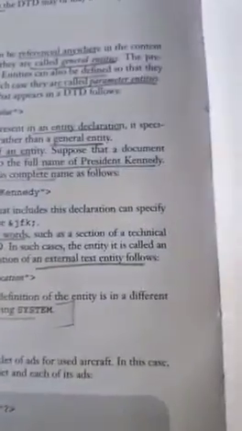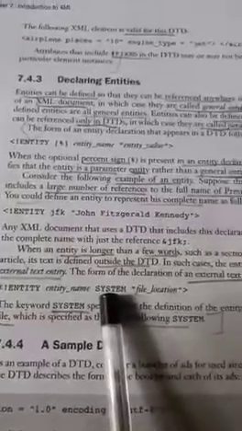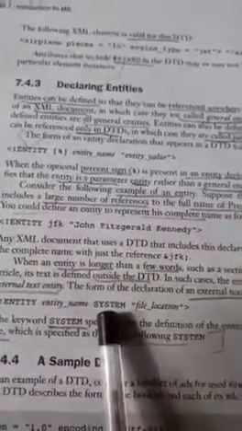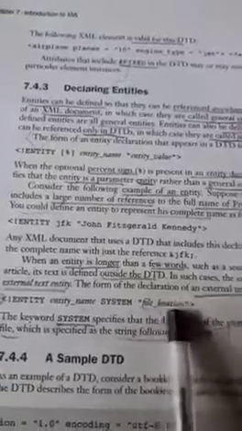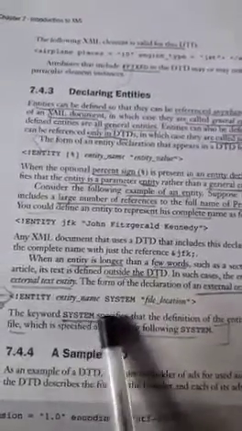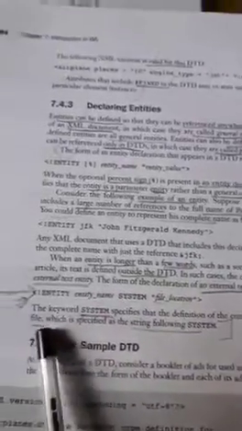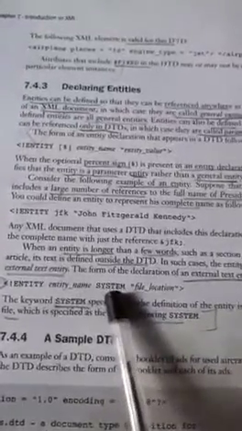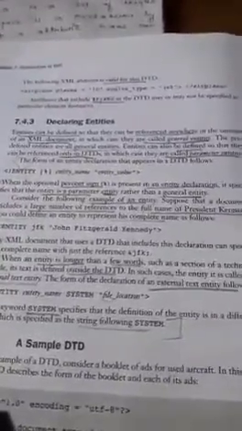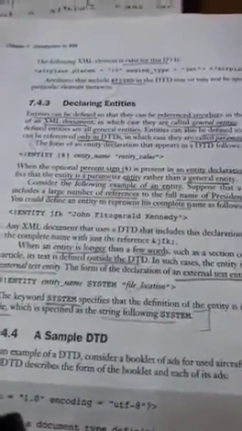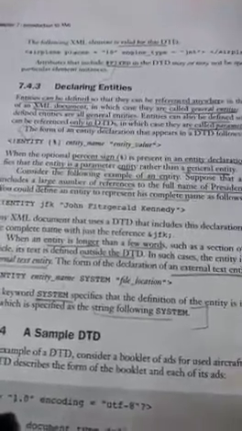The form of the declaration of an external text entity is as follows. Entity is the keyword, then the entity name. This is the name of the file where the entity is stored. This is the file location. This keyword SYSTEM specifies that the definition of the entity is in a different file, which is specified as the string following SYSTEM.